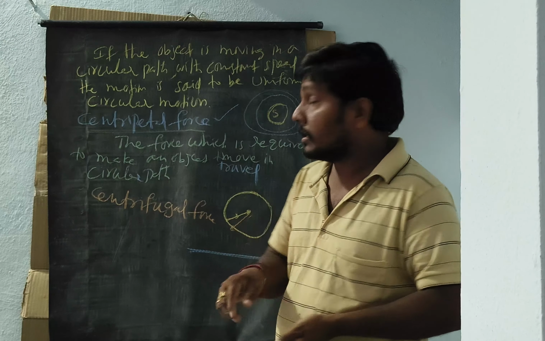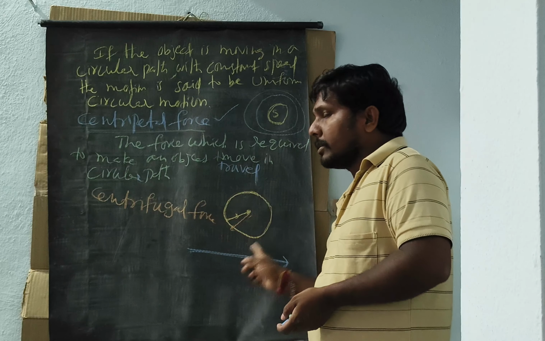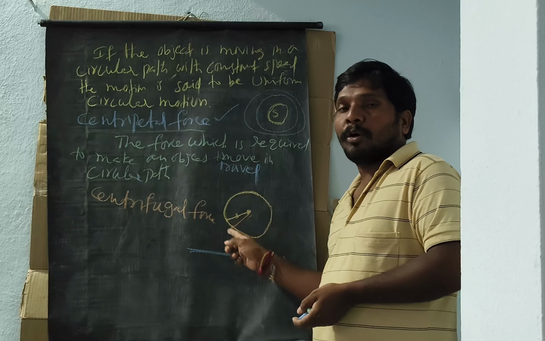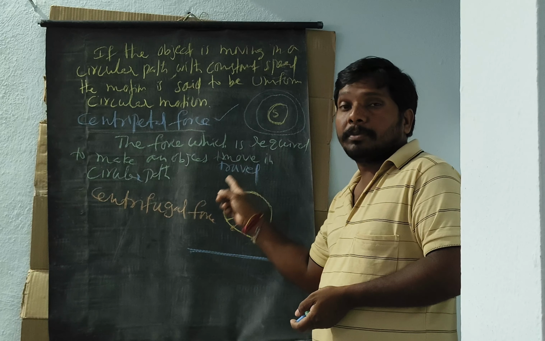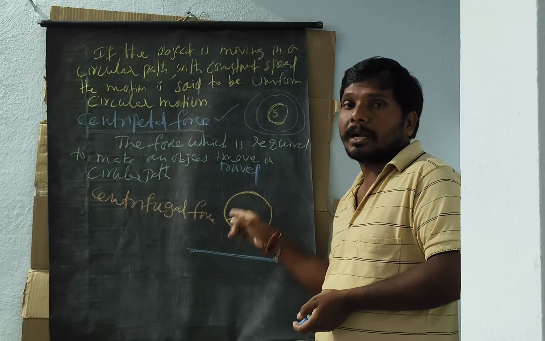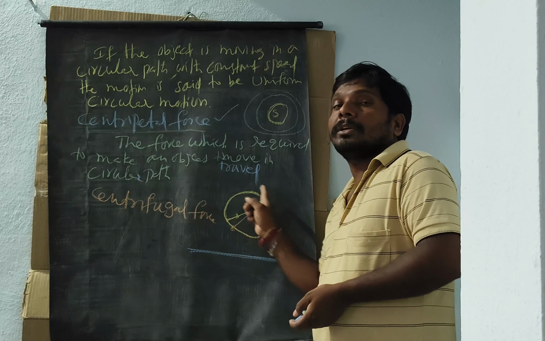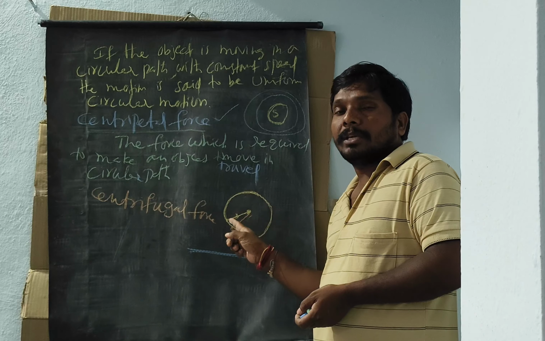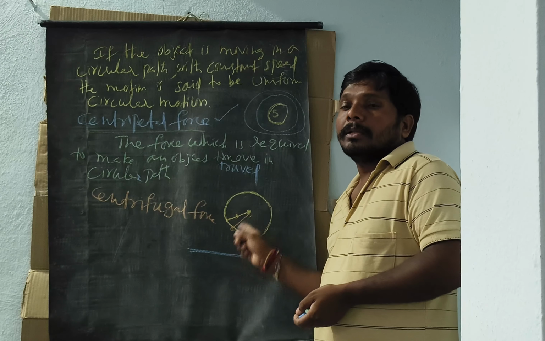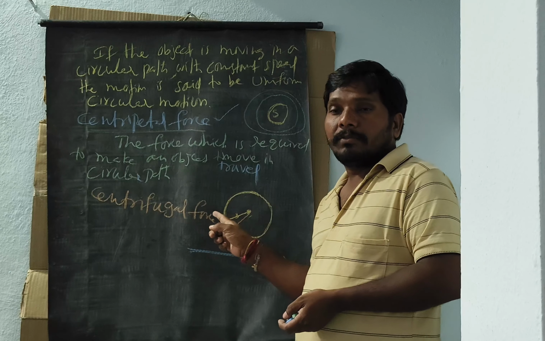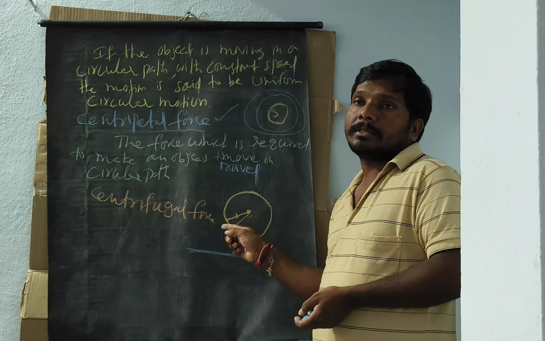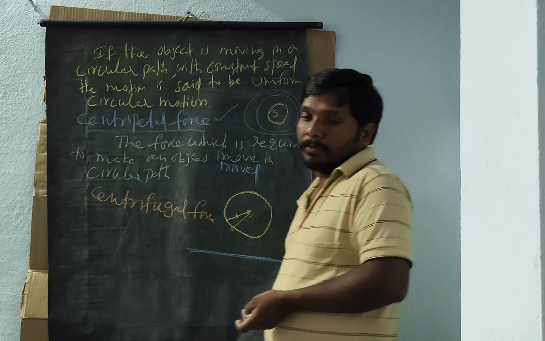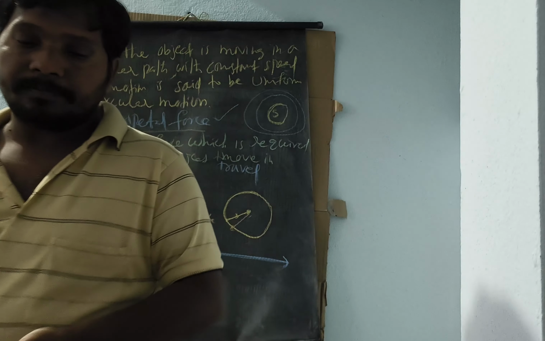non-accelerated motion. Whereas if the object is moving in a circular path, at every point the speed is constant, but the direction changes at each and every point. So what will happen? There will be a change in velocity. That change in velocity we can call acceleration.